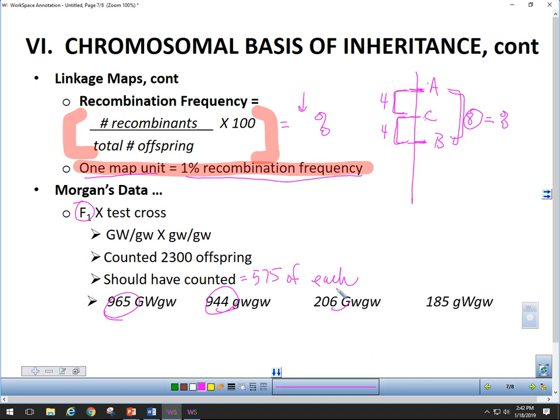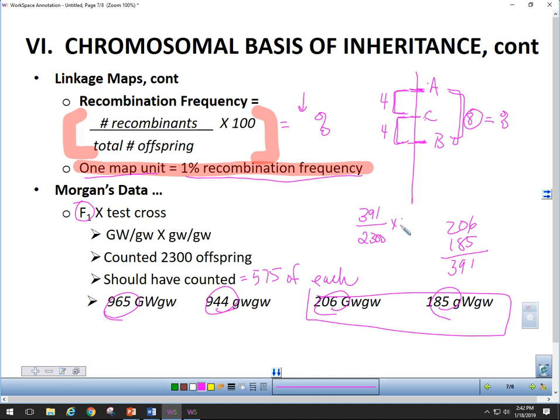Therefore, these two recombinants, we did this already, 206 plus 185, that gives you your 391. Did I add that right? Yeah. Okay, that gives you your 391. So once again, my 391 divided by my total 2,300 flies multiplied by my 100 gives me that 17% recombination frequency. So this is the same problem we did. We'll practice with another one in a minute.